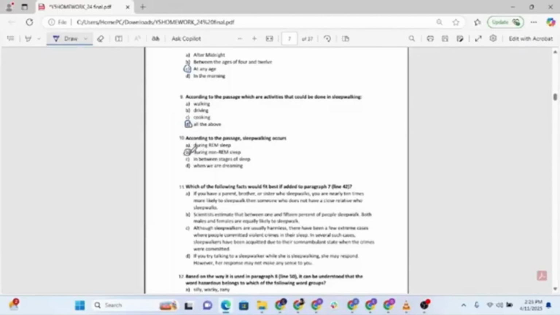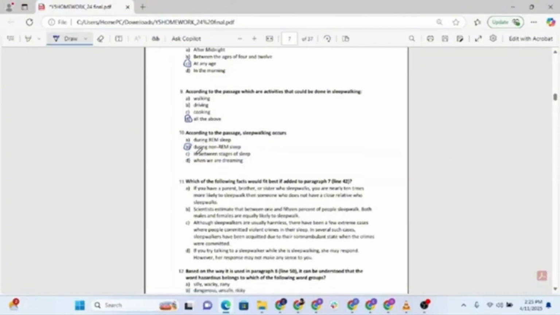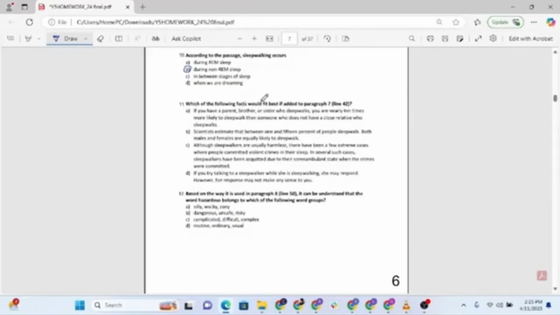Explanation. The passage clarifies that sleepwalking happens when people are not dreaming, which is during non-rapid eye movement sleep, rather than during rapid eye movement sleep. Question 11. Which of the following facts would fit best if added to paragraph 7? The correct answer is option A. If you have a parent, brother, or sister who sleepwalks, you are nearly 10 times more likely to sleepwalk.